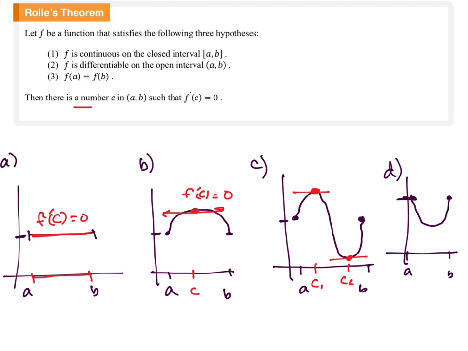And on my D, it happens to be a minimum value. Okay. Rolle's theorem is also an existence theorem. It tells you that there exists a number. It doesn't tell you how to find it. Okay, it doesn't tell you what it is. It just says that you're guaranteed to have some place in there where the derivative is 0.